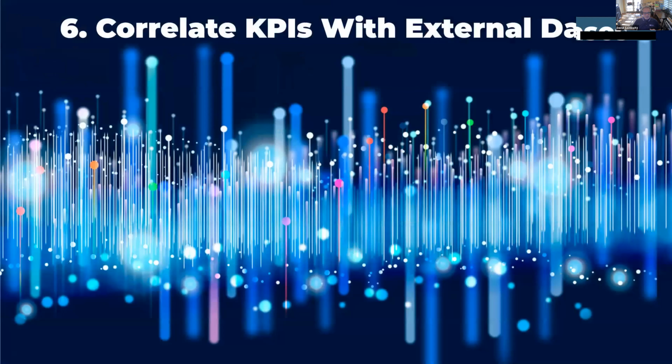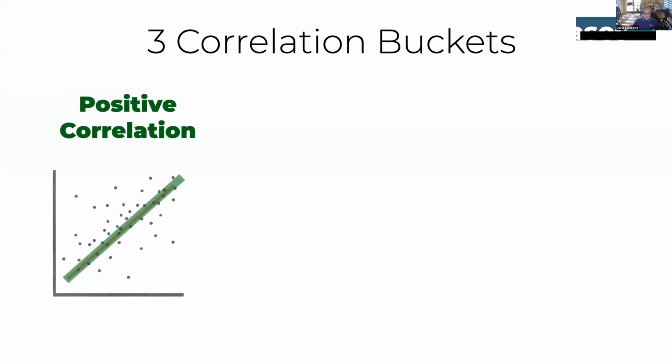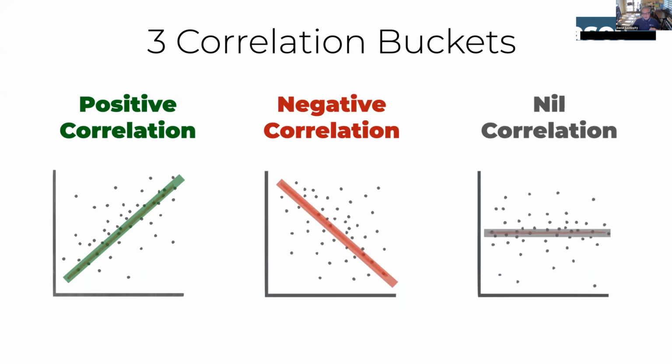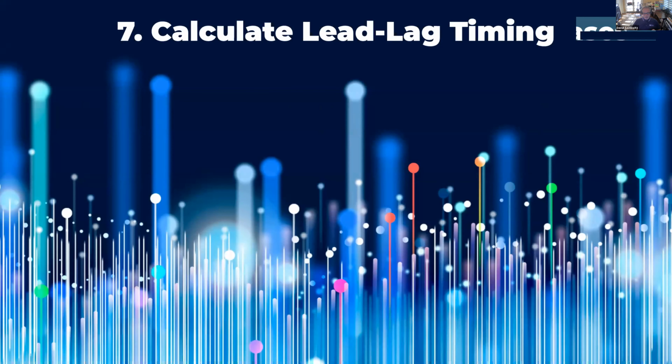Number six, you can begin to correlate KPIs with your external data. This is obviously a primer to most people here, but the three major correlative buckets are positive correlation, negative correlation, and nil correlation. However, it's important to understand that all three buckets are critical in understanding how your EPIs, your external performance indicators, fall into which bucket. We'll get to that in a moment.